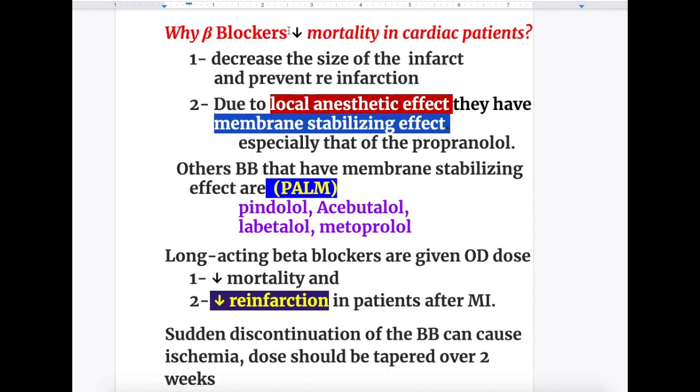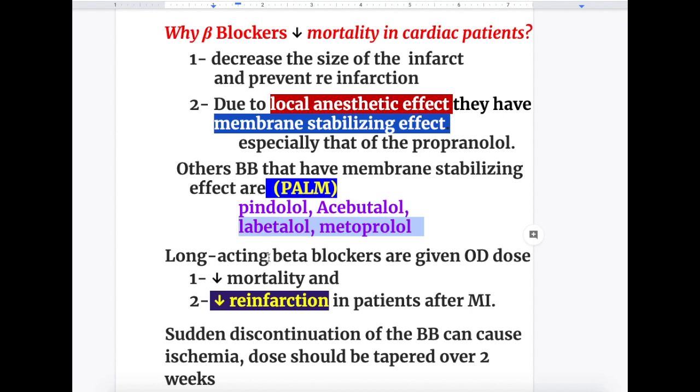Why do beta blockers decrease mortality in cardiac patients? Number 1, they decrease the size of the infarct and prevent reinfarction. And number 2, due to local anesthetic effect, they have a membrane stabilizing effect, especially that of propranolol. The other beta blockers that have membrane stabilizing effects, the mnemonic is PALM: P for pindolol, A for acebutolol, L for labetalol, and M for metoprolol. So these are the beta blockers that have membrane stabilizing effect.